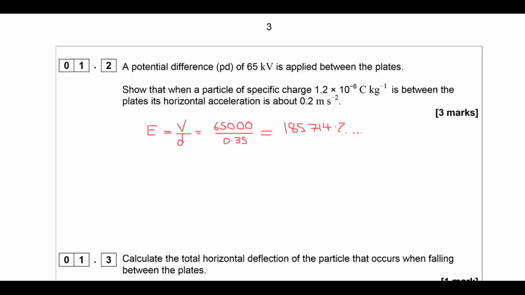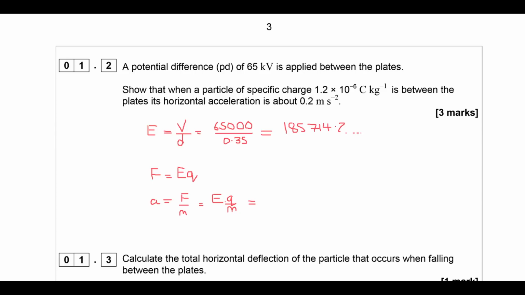What we want is the acceleration. So first we're going to calculate what the force is. So force is field strength times the charge, and acceleration is the resultant force divided by the mass. So that's the field strength times Q over M, Q over M being the specific charge. So we've got the field strength, so we times it by the specific charge, and it comes out as 0.2222.